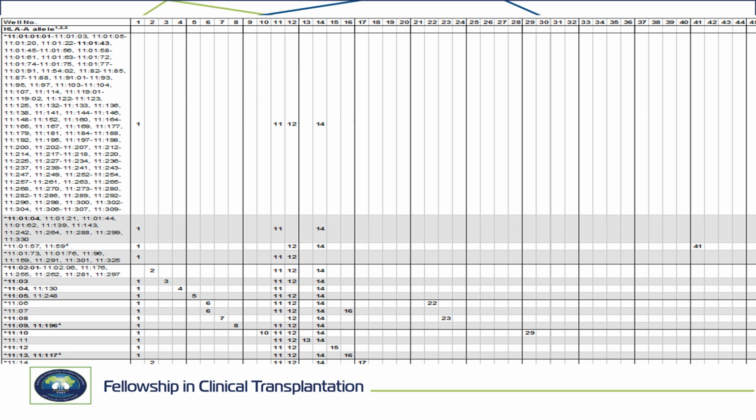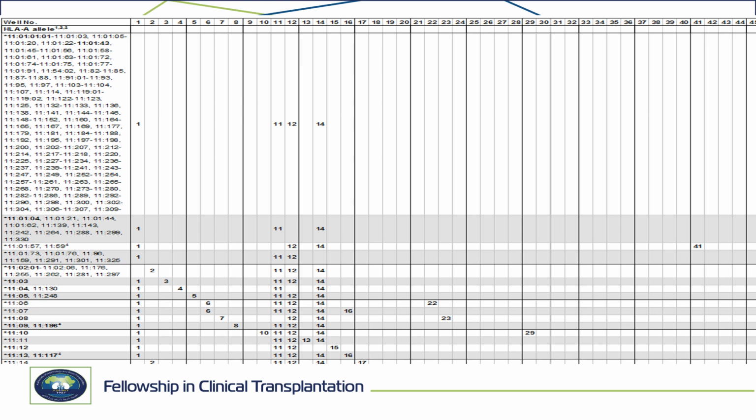So, for example, here in another example, let's see 1106. You can see for 1106, you need to have well number 1, well number 6, well number 11, well number 12, 14, and 22 positive. So you have to have this. All these wells are positive in order to call this well as 1106. And this is what we call high resolution typing.